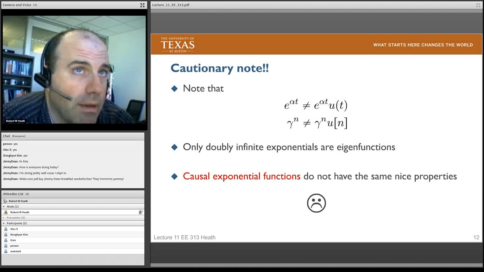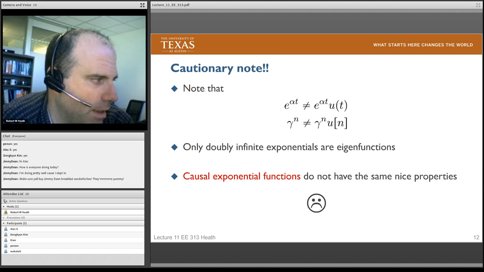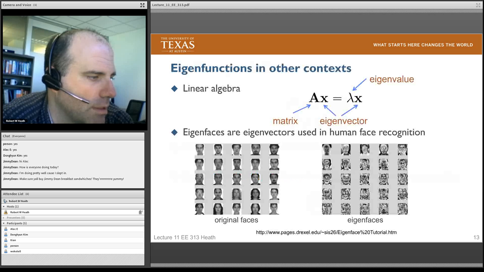Okay. Now let's look at this cautionary note here, that causal exponential functions do not have the same behavior here. So let's keep going now.